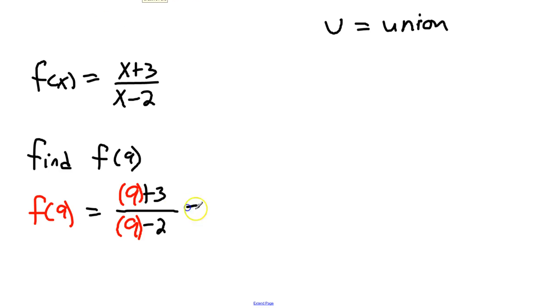So you've got 9 plus 3 for 12. 9 minus 2 for 7. Nothing you can do to simplify 12 over 7. You don't have to change it into a mixed number. Just leave it as a fraction. You're okay. Now, if it can simplify, go ahead and do that. But in that case, there's nothing you can do to simplify that kind of problem. So just leave it as 12 over 7.